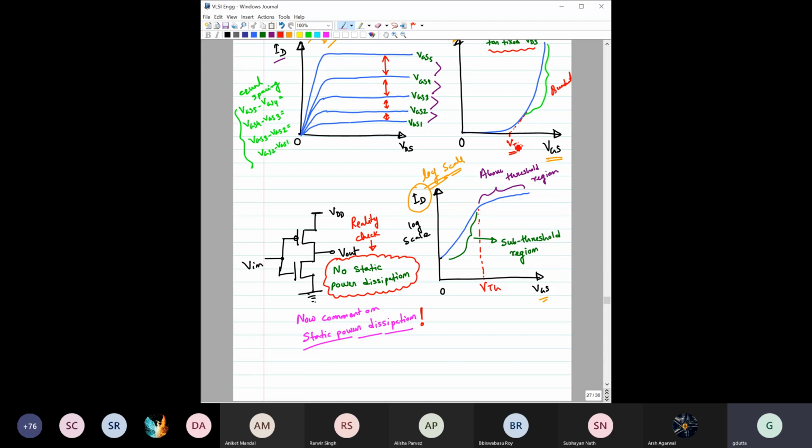And if you consider below threshold, where it looks like the current is 0, but actually you can see here the current is falling exponentially. So it varies exponentially with Vg by kT. So you are changing this gate voltage, and this region will vary exponentially, right? Now, also one more interesting thing is that even when this Vg is equal to 0 volt, the current is not equal to 0. This is log scale, right?